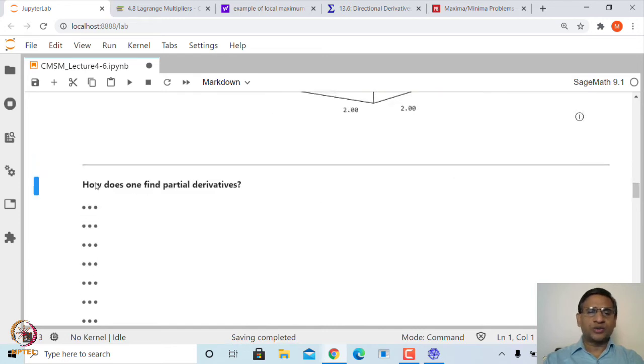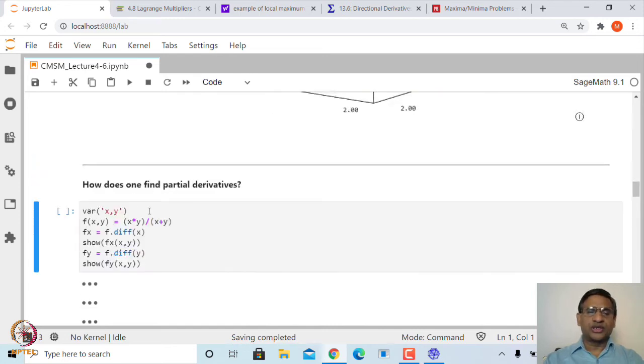And how does one find partial derivatives? In order to find the partial derivative of a function with respect to x and y, you can just differentiate the function with respect to x and keep y constant. Similarly, when you differentiate with respect to y and keep x constant, then you will get the partial derivative.